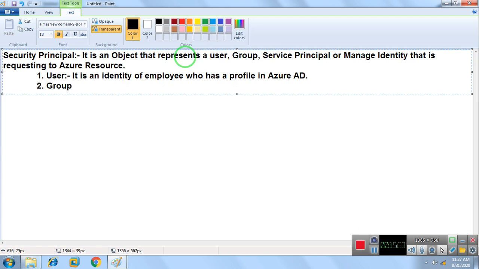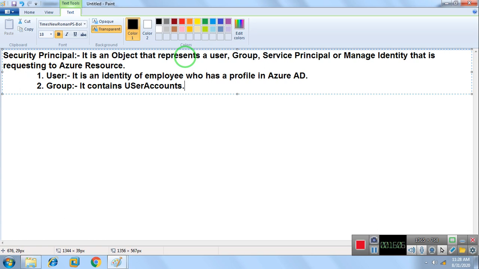Now we have a group. A group is a container that contains user accounts. If I need to provide the same permissions to multiple users, I can make one group in Azure AD and move all the users into that group. Then we can apply the permission on the group, and all the permissions are automatically inherited by the users as well.